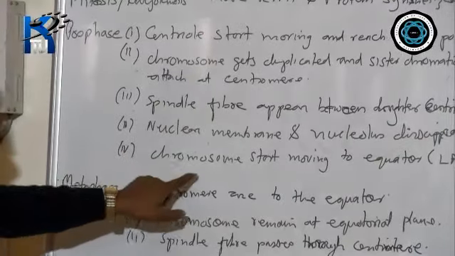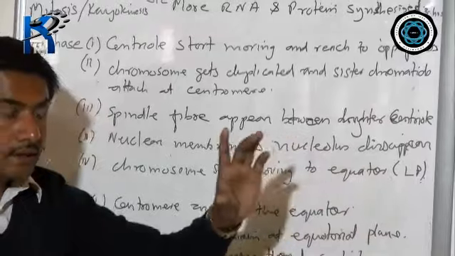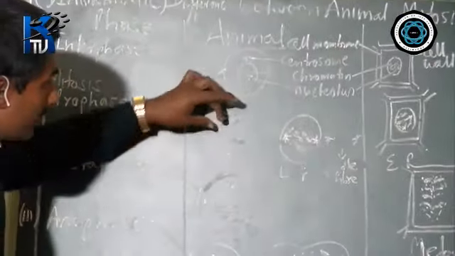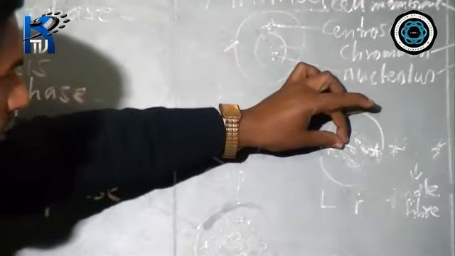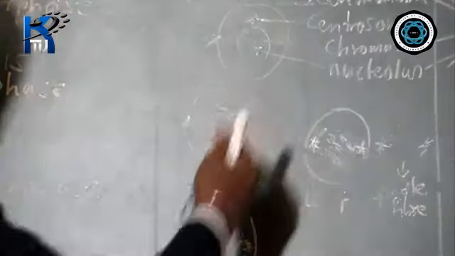And the last one, chromosomes start moving to the equator. Here I have written LP. LP means late prophase. In late prophase, slowly the chromosome structures are moving towards the equator. Equator means this middle line is called the equator.